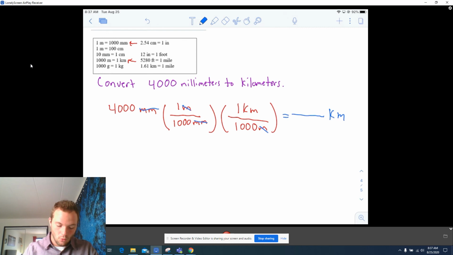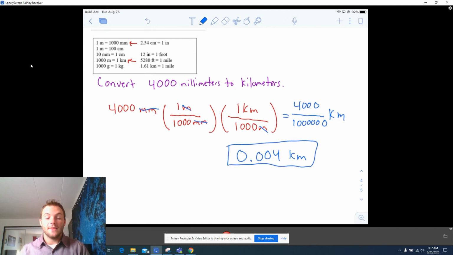Now what I'm doing is I'm multiplying across the top. 4,000 times 1 times 1 gives me 4,000. The bottom, 1,000 times 1,000, gives me 1,000,000. So then once I have the top and the bottom, I'm just going to divide these. So I have 4,000 divided by 1,000,000, and that's going to give me, from what my calculator says, 0.004 kilometers in 4,000 millimeters. And that's how we're going to do conversion.